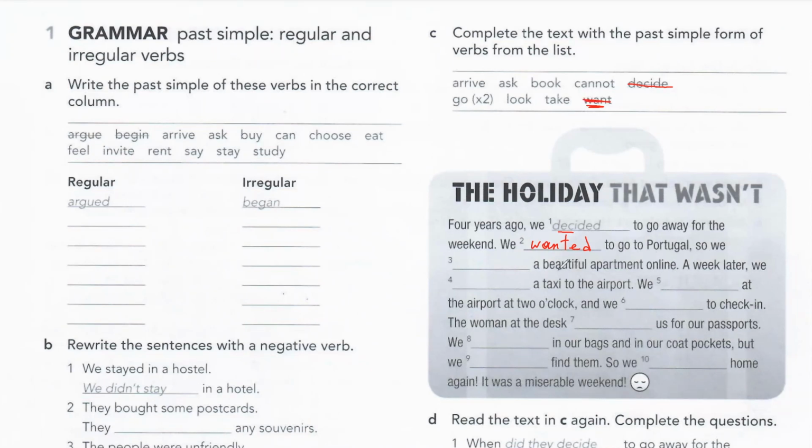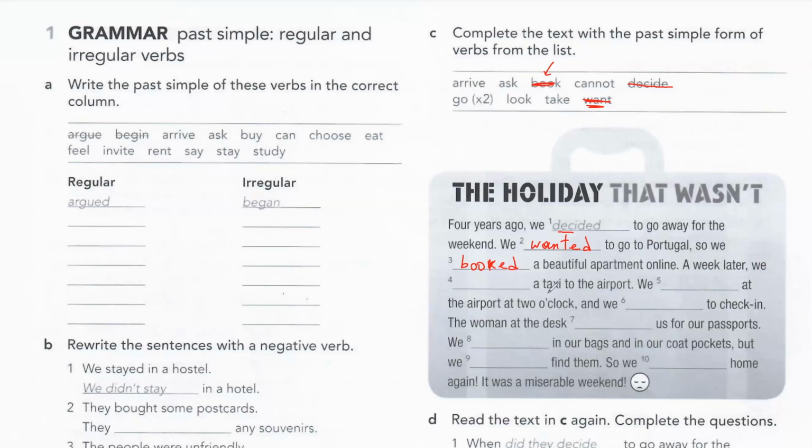So we a beautiful apartment online. What can we do online, guys? We cannot arrive online. We can ask online, but we can't ask a beautiful apartment. So the best one is book. So we booked, because you're going on holiday. We booked a beautiful apartment online.